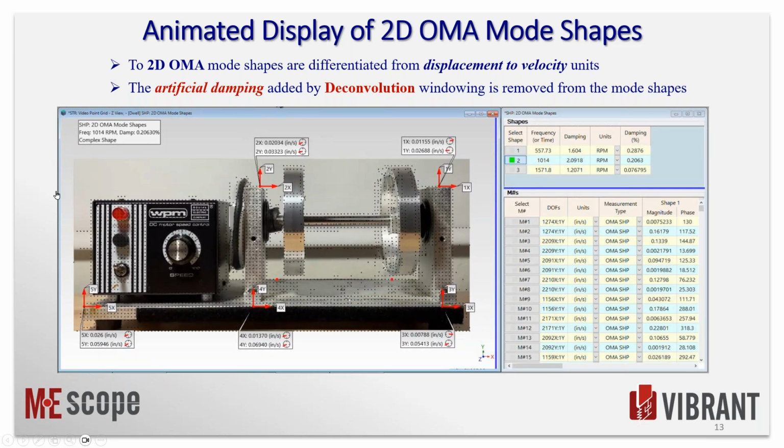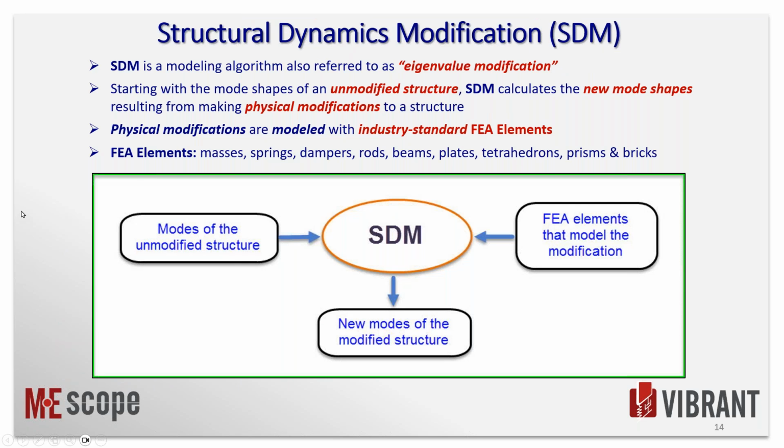I'm going to show you a simpler way to do it, and that is to use SDM, which is one of the tools we have in MEscope. It's called eigenvalue modification. This, again, is a mathematical term. Remember, mode shapes are eigenshapes or eigenvectors. So the 2 terms we use to mathematically describe mode shapes are either eigenvalue, which is the frequency, or eigenvector, which is the mode shape.